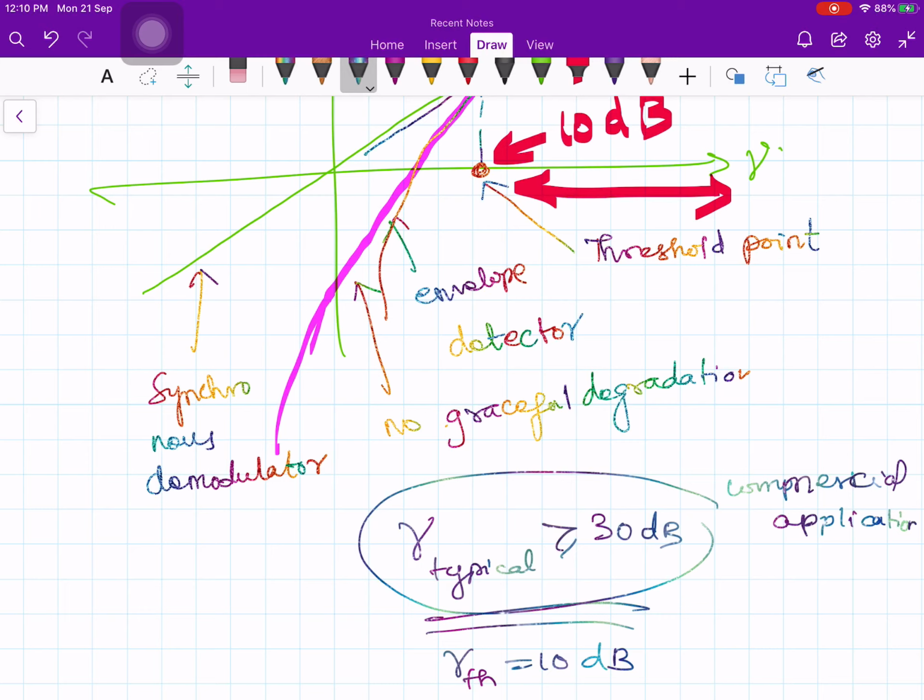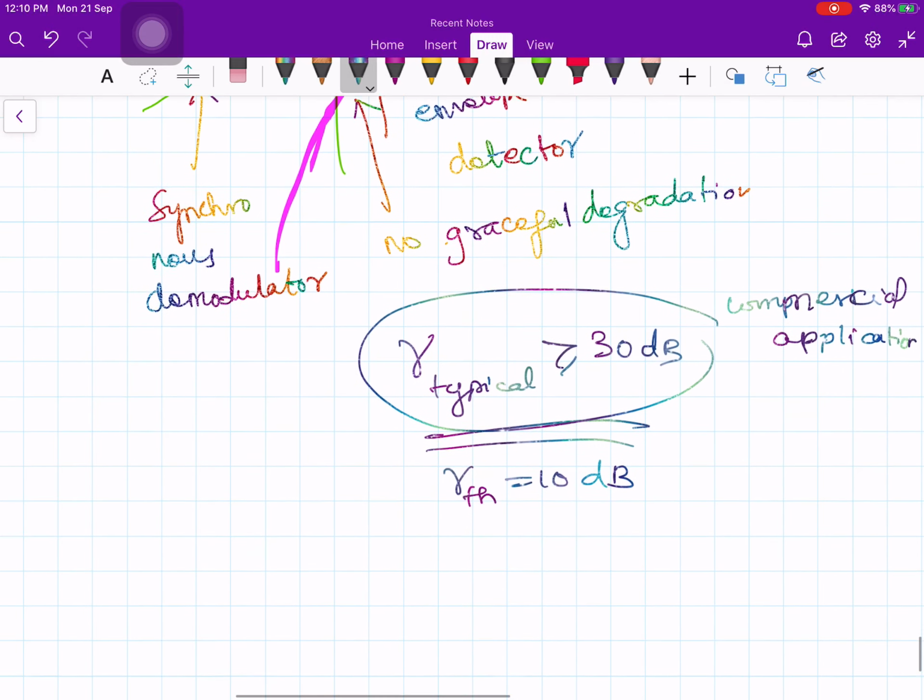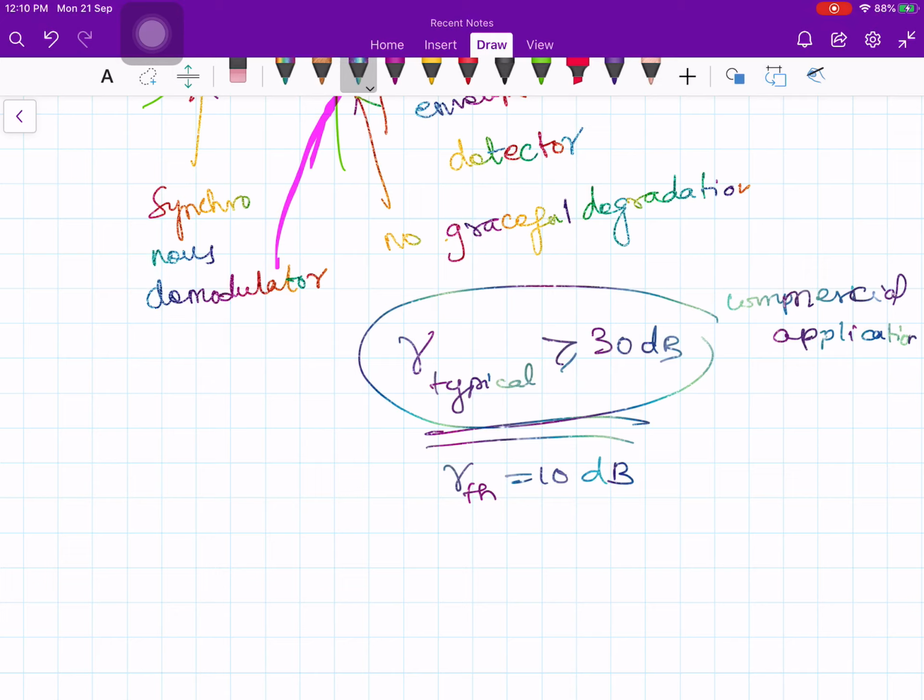Now the next question one should ask is, how can I calculate this threshold value? That is the next topic of interest. So we need to calculate the gamma threshold. That we will address in the next class. So let me stop at this point.